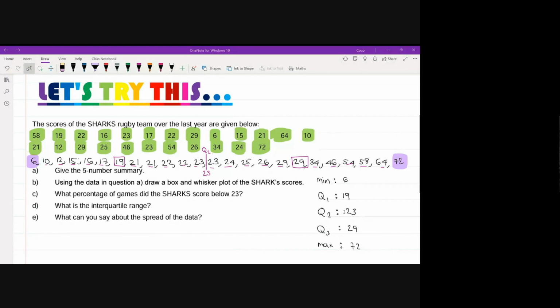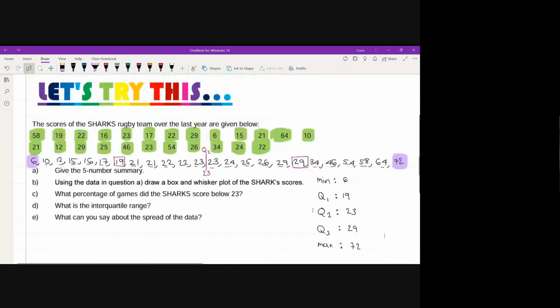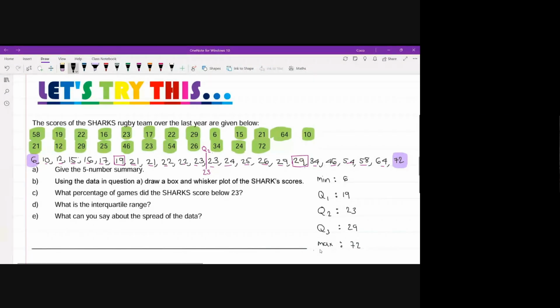Lovely, cool stuff. All right, so we're going to have to take this information that we've been given and plot it on a box and whisker. Now remember, guys, our box and whisker must be accurate. We can't just make up our own numbers. We need to make sure that we pick up a ruler and that our spacing is correct.